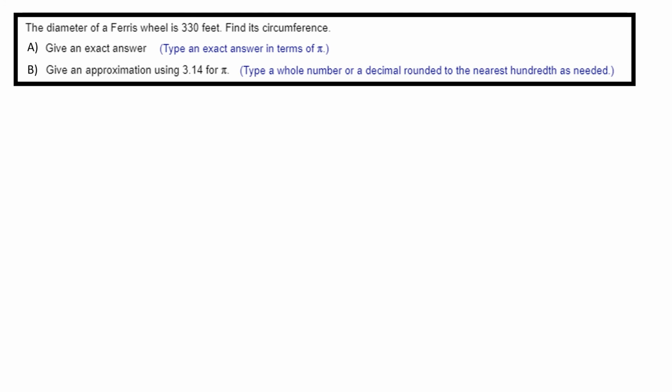The diameter of a Ferris wheel is 330 feet. Find its circumference. This question deals with a Ferris wheel, which is a circle, and it's discussing its circumference, which is the distance around a circle. It also mentions the diameter, which is the distance across the circle through the center. We often call the diameter d.